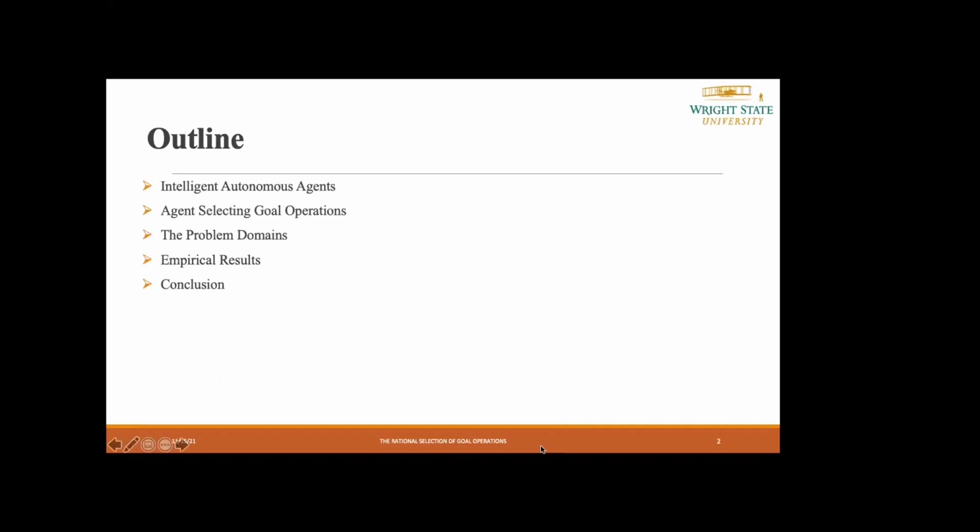So here is how the next few slides are organized. First, I'm going to introduce you to what we think about when we say intelligent autonomous agents. Then I'll present the algorithm that we have developed for an agent selecting its own goal operations. And then I'll introduce you to the problem domains in which we have implemented our work. And finally, present the empirical results that we got and conclude my talk.